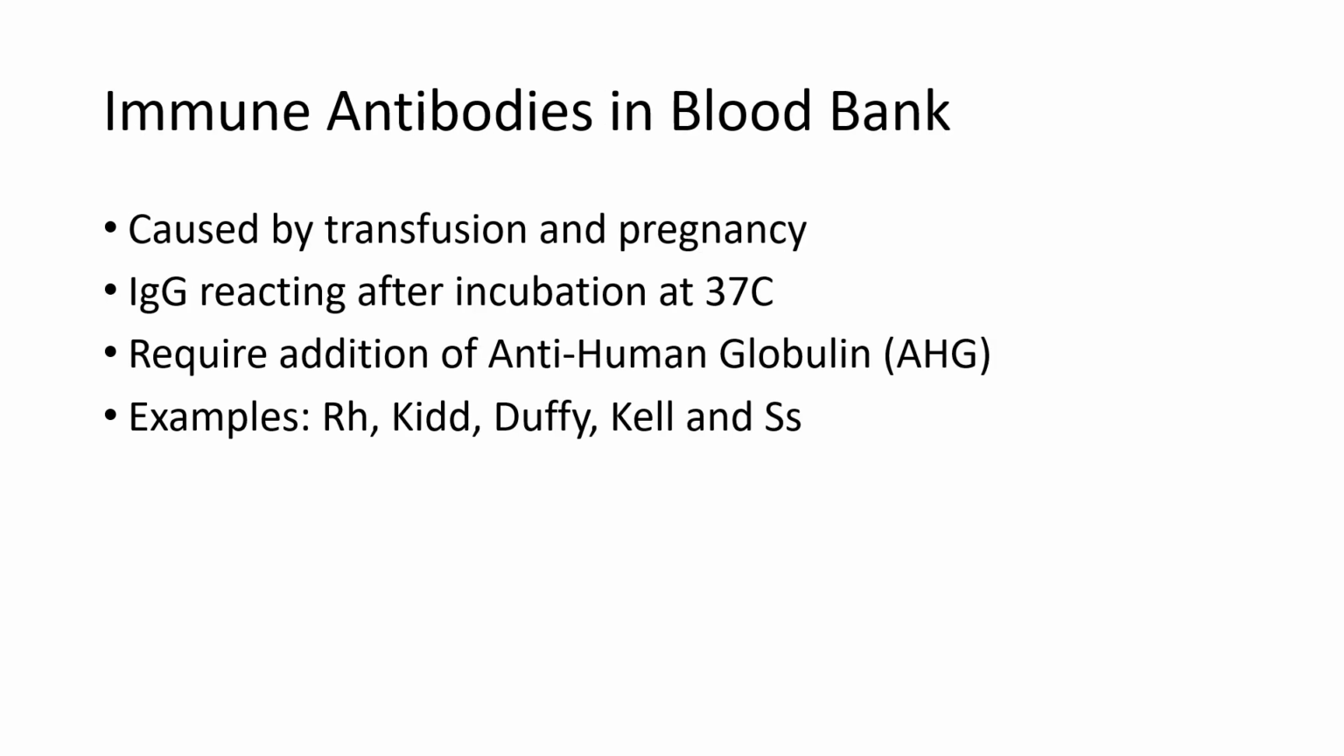Immune antibodies in blood bank. These are caused either by transfusion or pregnancy, both of which can expose you to foreign red blood cells. IgG antibodies are those that react after incubation of testing at 37 degrees Celsius, and it requires the addition of an anti-human globulin reagent to get it to clump in the tube. Examples are the Rh antibodies, Kidd, Duffy, Kell, and S.